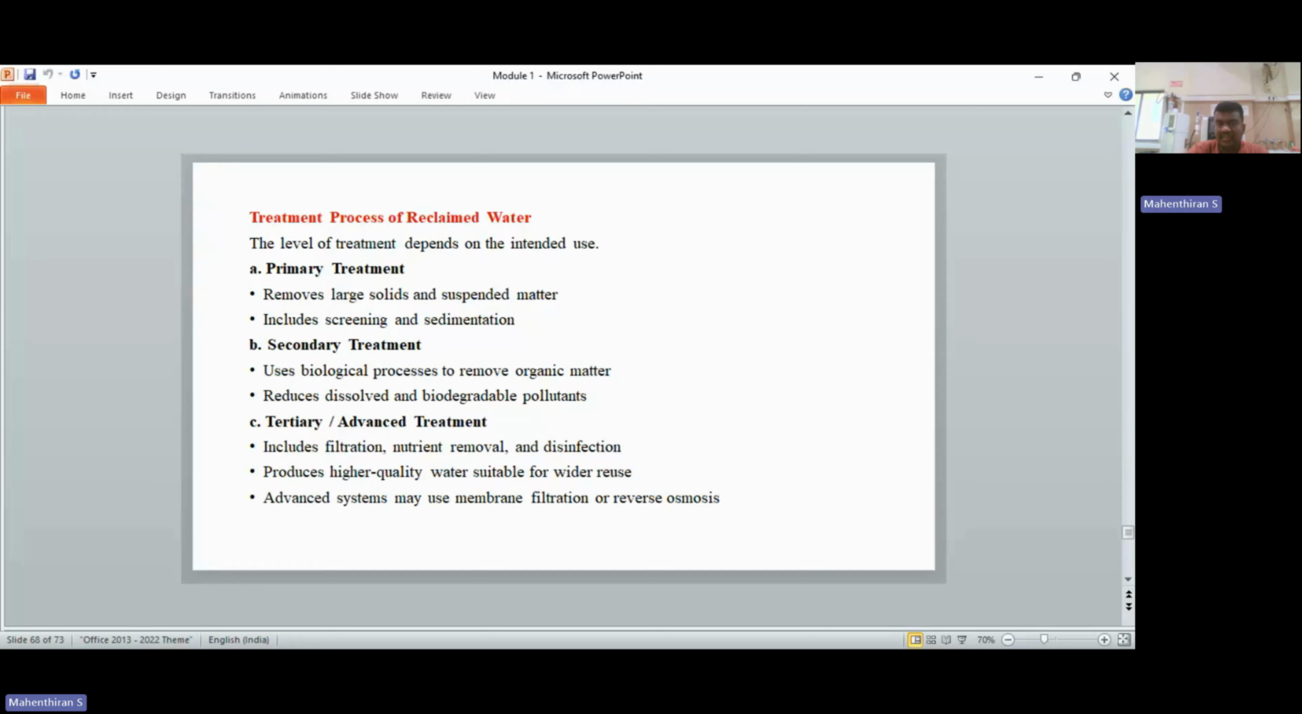It includes advanced processes such as filtration to remove the fine particles, nutrient removal, especially nitrogen and phosphorus, and disinfection to remove the harmful microorganisms. In more advanced systems, technologies like membrane filtration and reverse osmosis are used to achieve very high quality water. This treated water can be safely used for industrial applications and landscaping, and even indirect potable reuse in some cases.